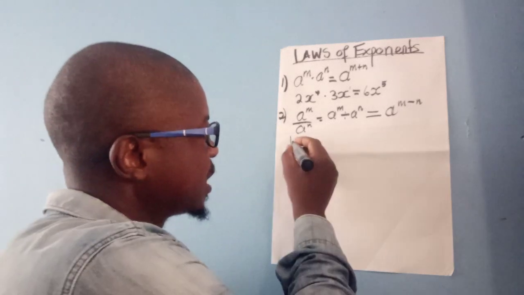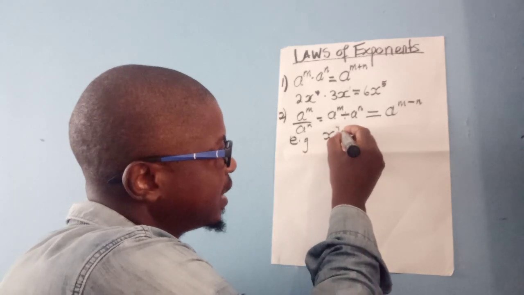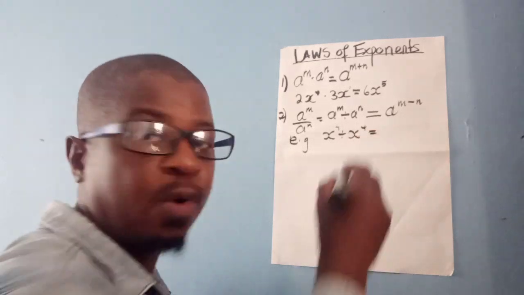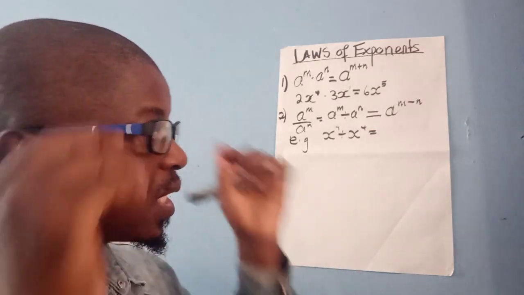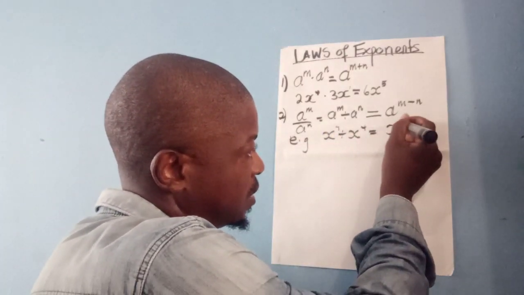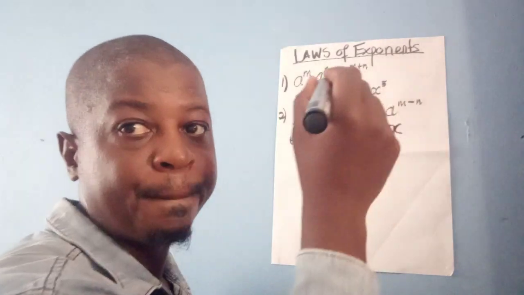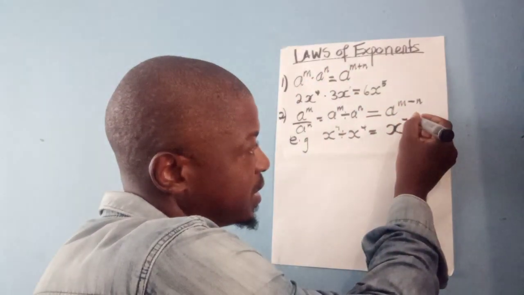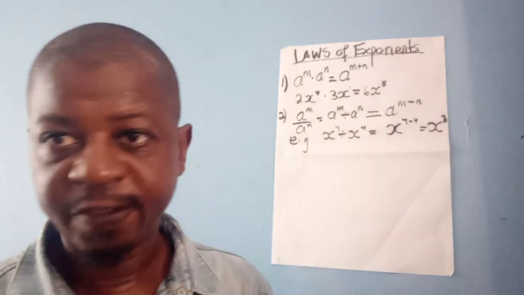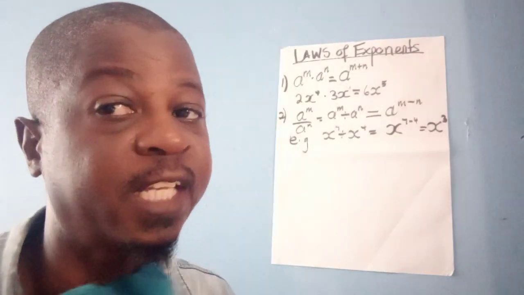Let's check if we have an example. E.g. x to the power of 7 divided by x to the power of 4. What is our answer here? Our answer is x. We're going to write this x, then 7 minus 4. So 7 minus 4 is 3. Okay, that takes us to the next example.